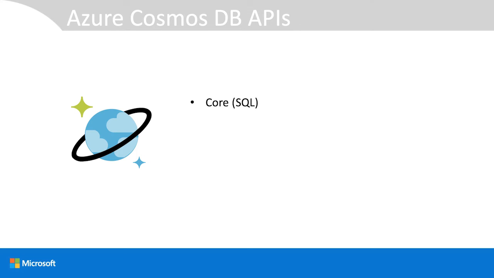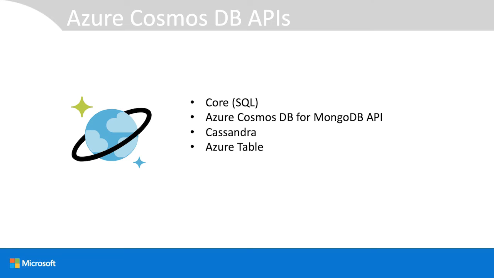The core, or SQL API, allows you to query a Cosmos DB using the common SQL syntax. And this is a great choice for users who might be familiar with using relational databases. The Cosmos DB for MongoDB API is for users migrating from MongoDB databases to Cosmos DB. And MongoDB is a popular document database. The Cassandra API is for users migrating from a Cassandra database to Cosmos DB, and Cassandra databases are column databases.